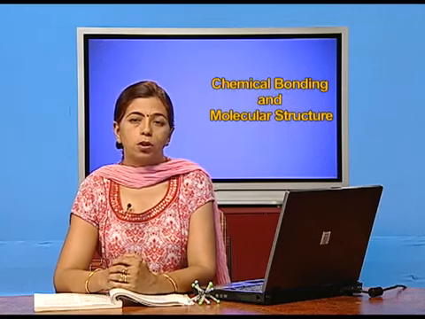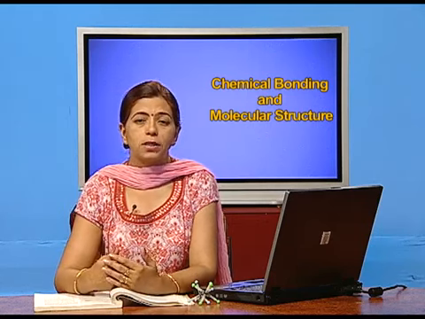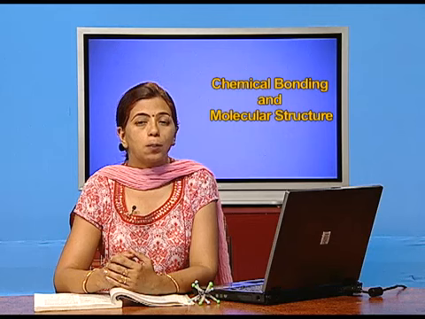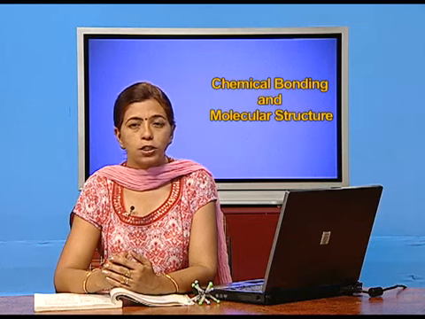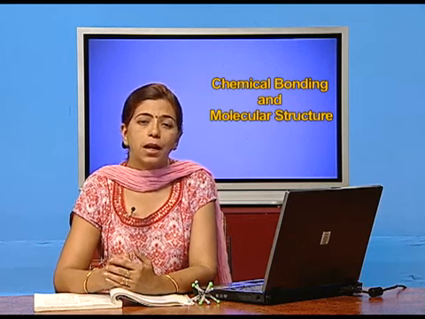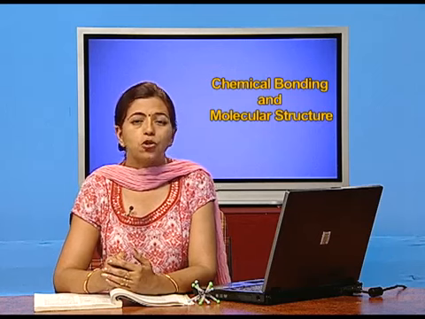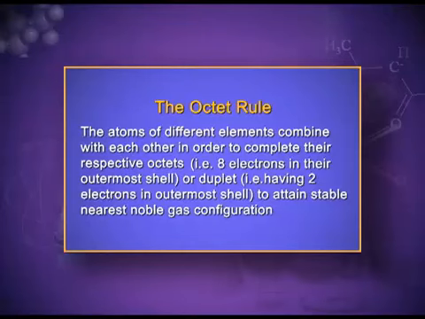Now, the octet rule. From last so many examples, it is very much clear that to complete the octet is the most stable state. The noble gases have their octet complete and all other elements enter into this most stable state. So, octet rule states that the atoms of the different elements combine with each other in order to complete their respective octets, that is 8 electrons in their outermost shell, or duplet, that is having 2 electrons in the outermost shell to attain stable nearest noble gas configuration.